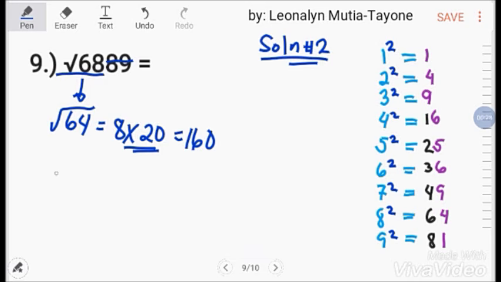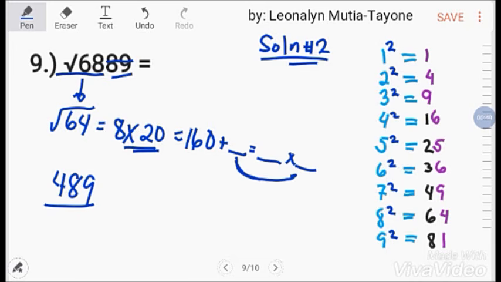68 minus 64, that is 4. Tapos, i-bring down mo yung si 89. Mag-add ka ng number dyan. Equals, i-multiply mo nga dapat pareho lang sila. And the answer should be 489.